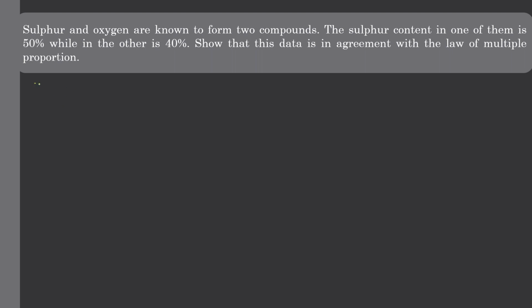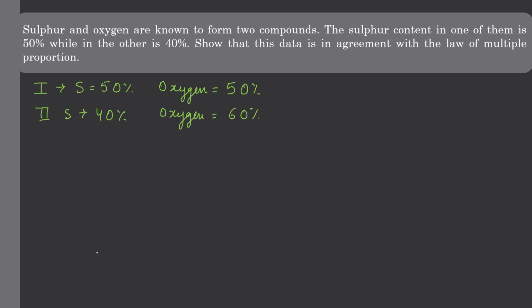Here we have the first case, sulfur mass given to us as 50%, while that of oxygen is not given, but if sulfur is 50%, oxygen automatically becomes 50%. In the second case, sulfur given to us is 40%, so oxygen automatically turns out to be 60%. Again, here nothing is fixed. We have to make it fixed now. So let us make sulfur fixed.